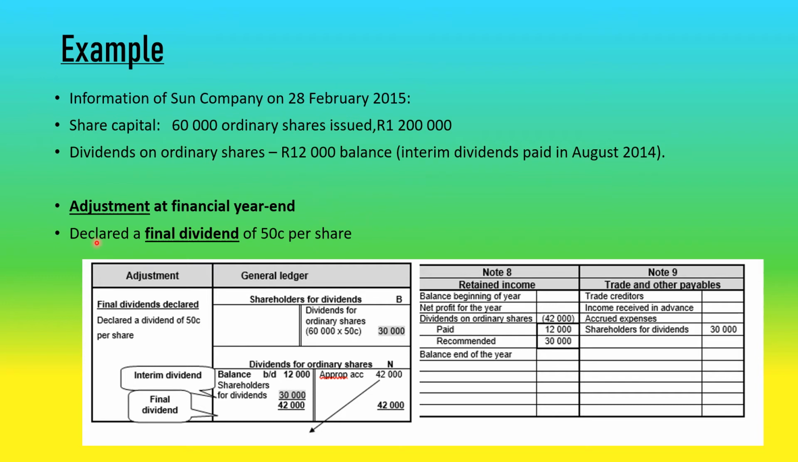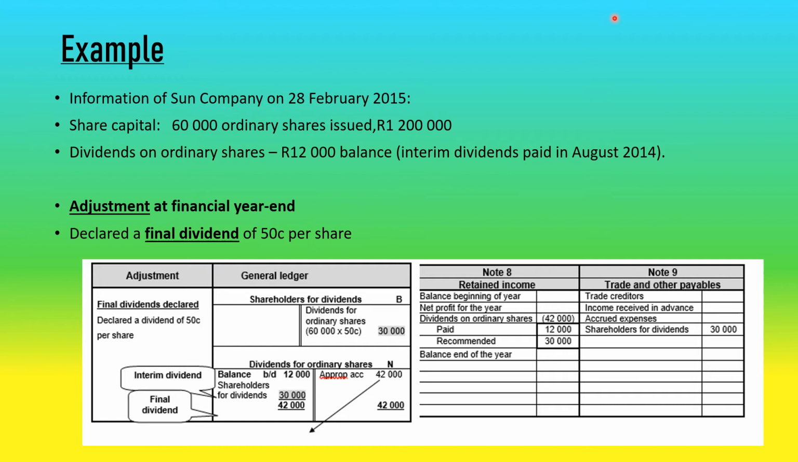At year end, you've declared a final dividend of 50 cents per share. So I want you to listen to what I'm saying now very carefully and maybe note down these journals. When you declare a dividend, you would debit dividends for ordinary shares and credit shareholders for dividends.